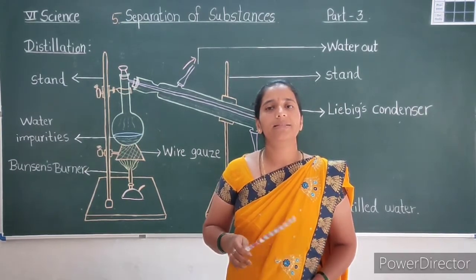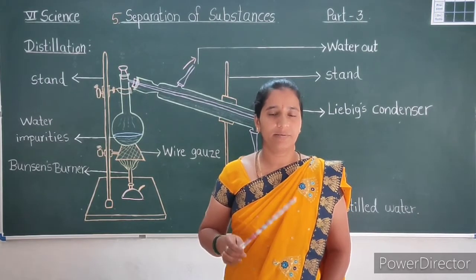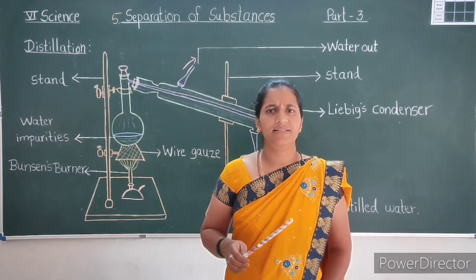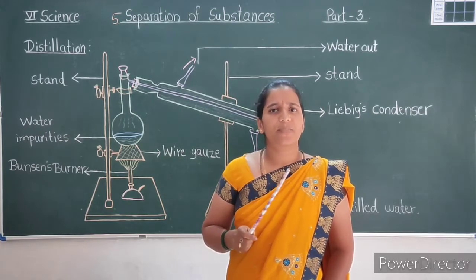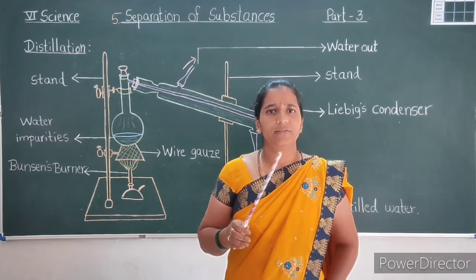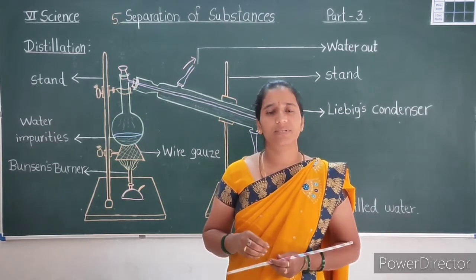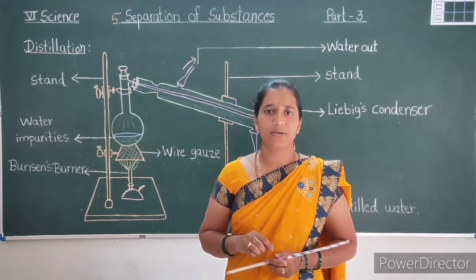Evaporation. We can separate common salt dissolved in water by evaporation. Seawater contains a lot of salt. Salt is mostly obtained by evaporating. So salt is obtained by evaporating. The salt that we use in our food is mostly obtained by evaporating.